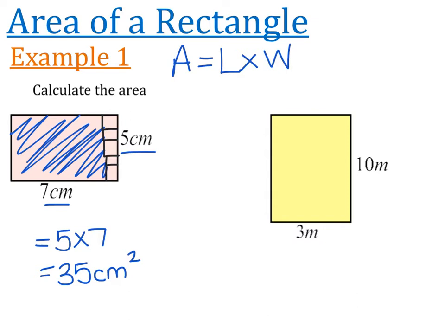Moving on to the yellow rectangle, it's turned the other way, but the same thing is going to happen. The area of this rectangle is going to be 3 times by 10, which is 30. Now this time, the units are not going to be centimeters squared because as you can see, the units are given in meters. So it's going to be 30 meters squared. All right, and that is the basis of what we're going to do today.